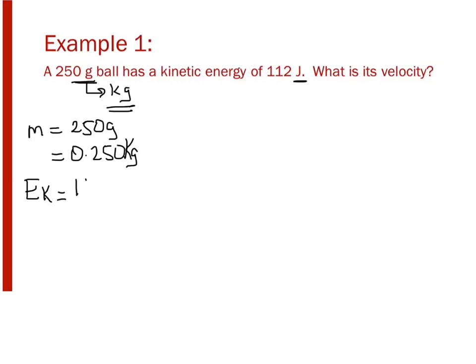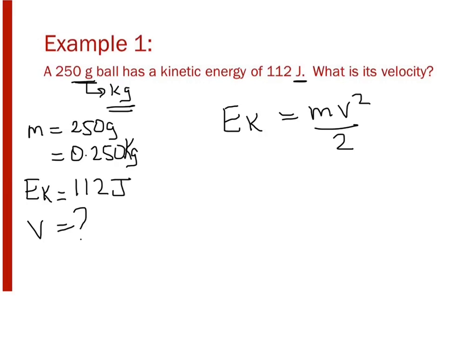It tells us that it's kinetic energy. And it's asking us to figure out its velocity. So let's write down our formula. And let's go ahead and rearrange so that we can get v by itself. So I'm going to start by getting rid of my fractions. So I'm going to multiply by 2. So then I'm going to have 2Ek equals mv squared.